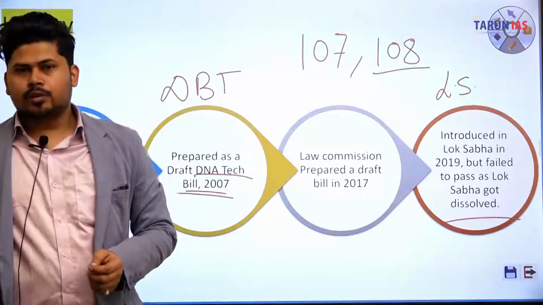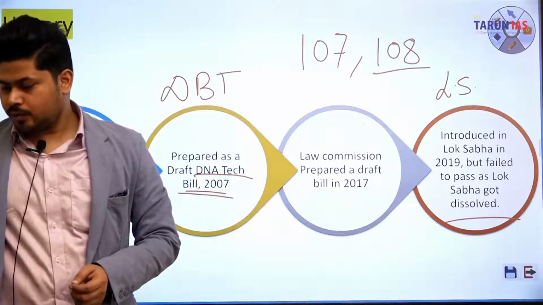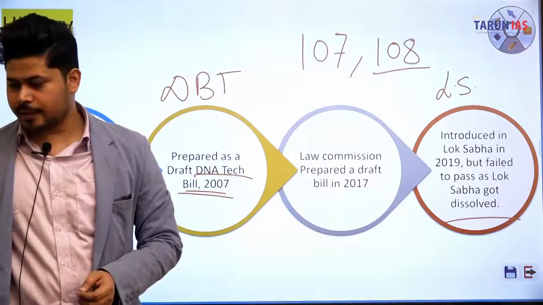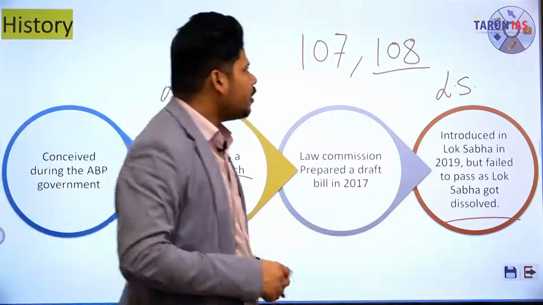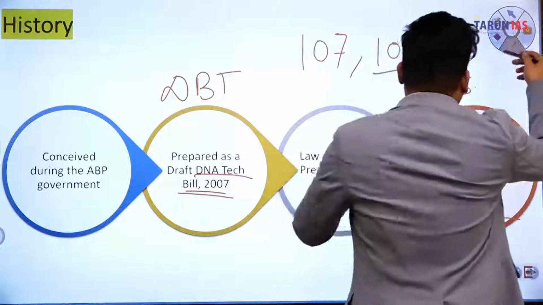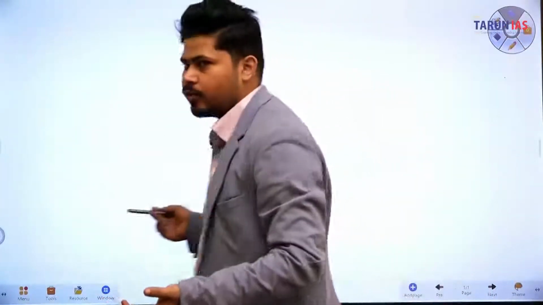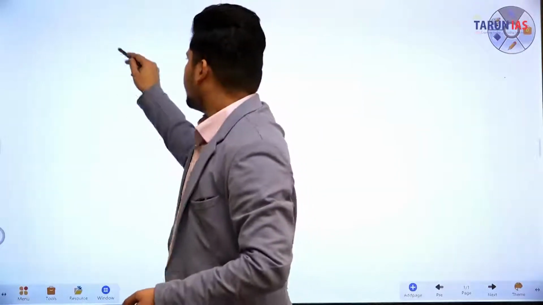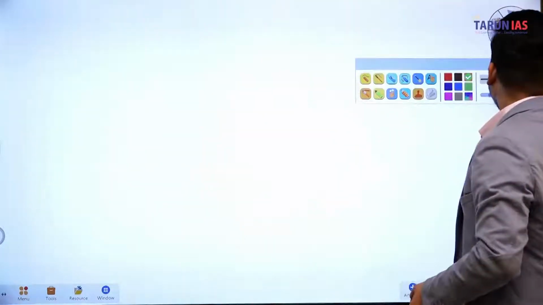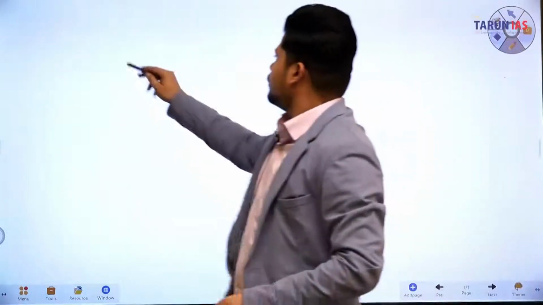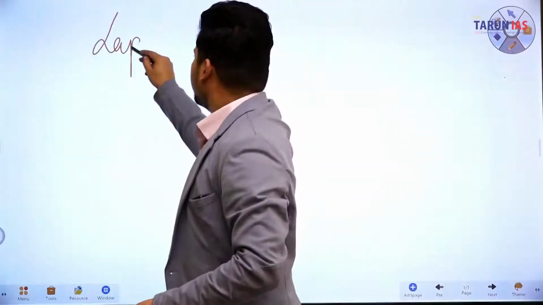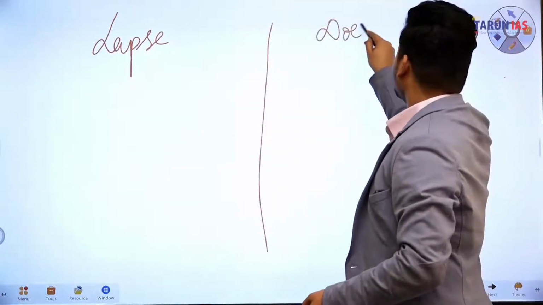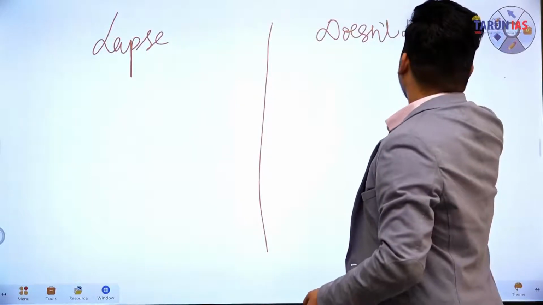Okay. So there is a small chart I would like to make, that I would ask you to note down. What kind of laws get lapsed, and what kind of laws do not get lapsed on the dissolution of the Lok Sabha. We will make either lapse and does not lapse.